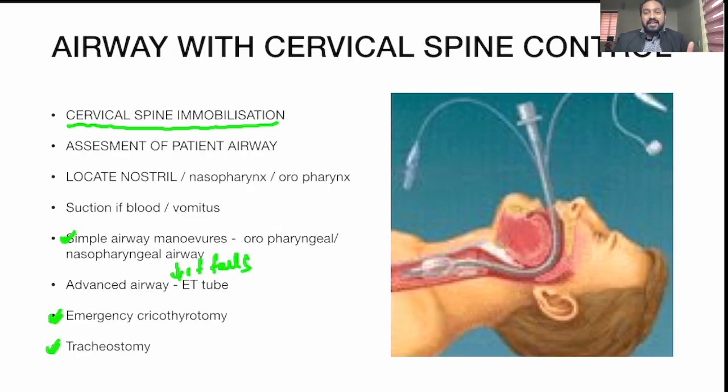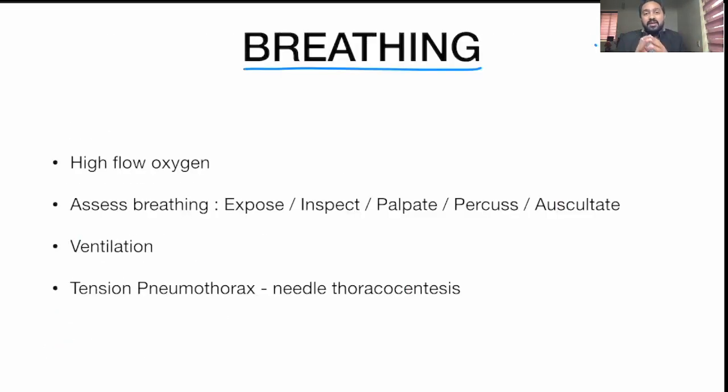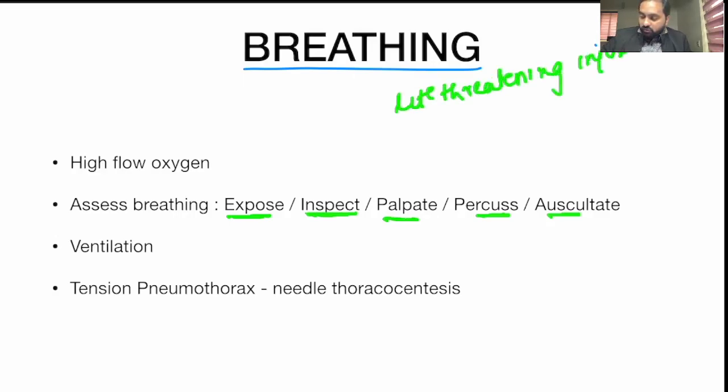Now we move to the next letter, which is B. Right, so breathing. In breathing, we basically give high flow oxygen. We assess the breathing, we expose, inspect, palpate, percuss, auscultate. Right, now remember, this is a primary survey. We do not go for a detailed examination, right? The main aim in case of breathing is to look for the life-threatening injuries, right?